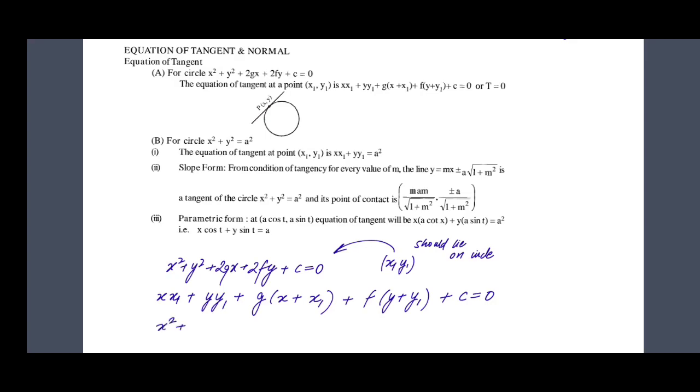The same concept can be done for x square plus y square equal to a square. You can do it for the general form, you can do it for the standard form. Both work the same way. In this case it will be x x1 plus y y1 equal to a square. Okay, now you will remember it, and never forget this. So this is the formula which we just did for circle. Equation of tangent we just did.